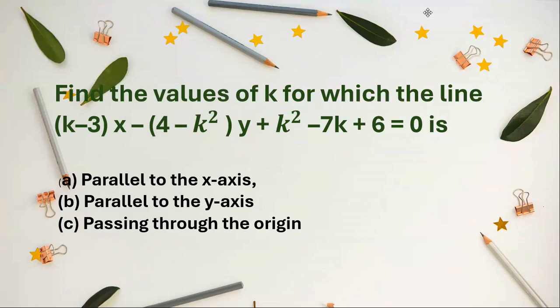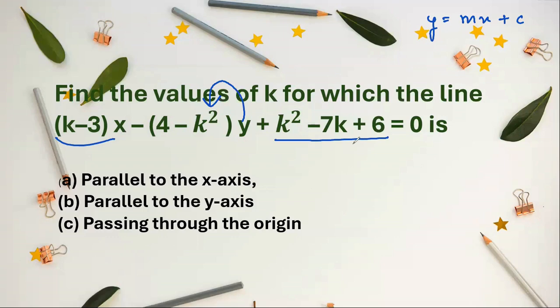First of all, understand this is the equation of a line. Why is it? Because we know that the general equation of a line is y equals mx plus c. We have something multiplied by y, which is 4 minus k square. We have something multiplied by x, which is this one. And we have c also, which is this one, equal to 0. So this is the equation of a line, and it is given also.